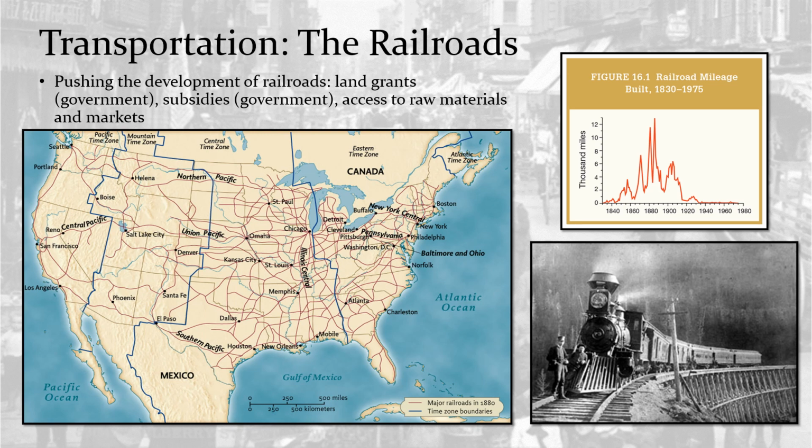And as we mentioned, the railroads and the development of the railroads, we talked about that already. Largely what's pushing the development of railroads are land grants through the government, subsidies through government, and then access to raw materials and markets. And so the railroads were by no means poor. They had a great deal of money. But the government, of course, realized that if you're subsidizing the railroads, it will increase commerce, it will increase trade.